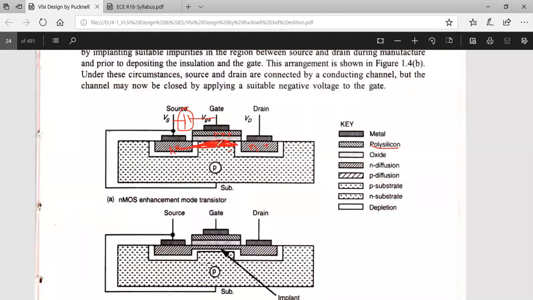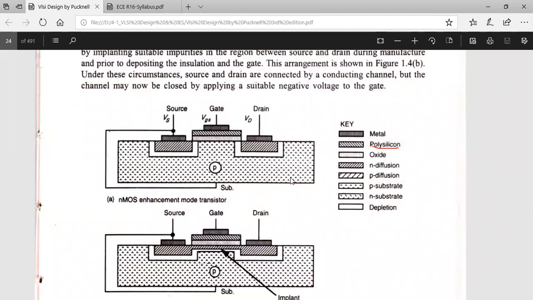So what happens if I further increase the positive voltage? The channel will vanish at the drain. If I further increase the positive voltage, the channel will vanish near the drain. That is called the pinch off condition. What is pinch off condition? The channel gets pinched off near the drain due to the increase of the positive voltage for the NMOS enhancement mode transistor, right? So that is the enhancement mode MOS transistor operation.